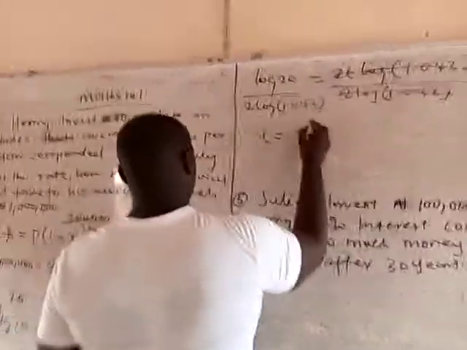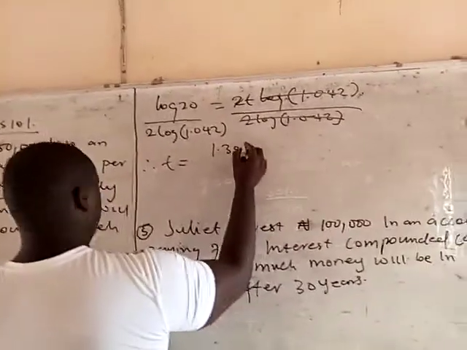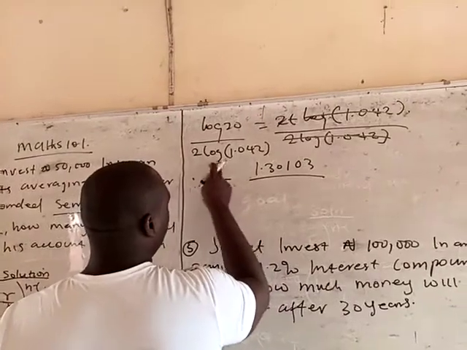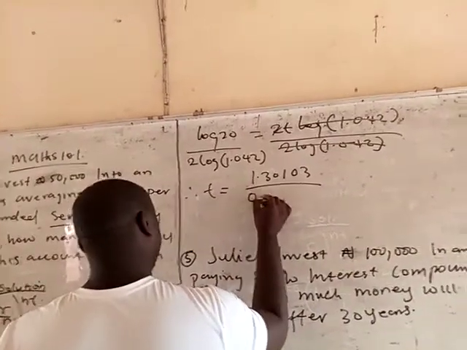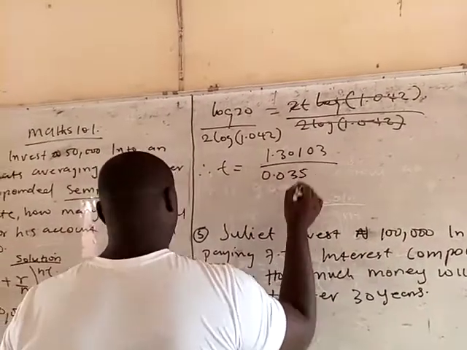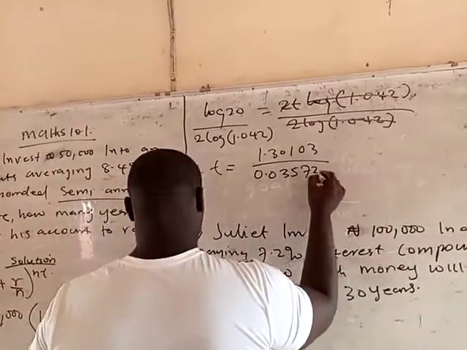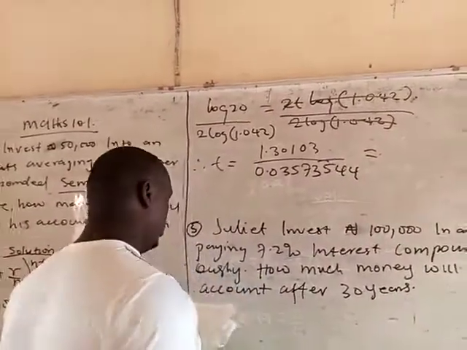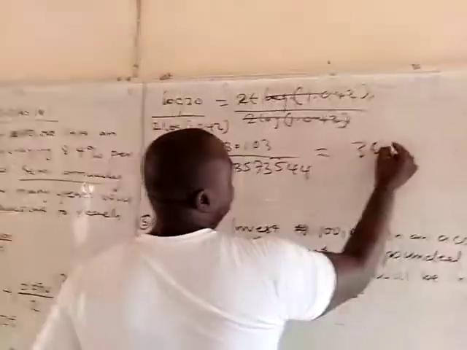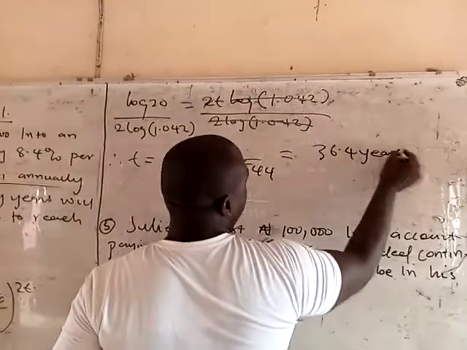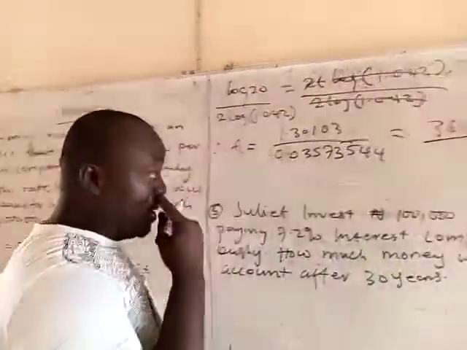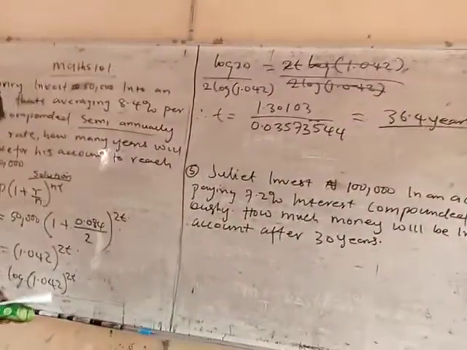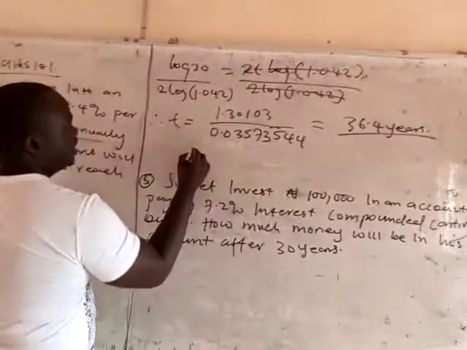So log 20 should give you 1.3103, and this 2 log this should give you 0.035735544. So if you divide the 2, what you're going to get is what? 36.4 years. Good.